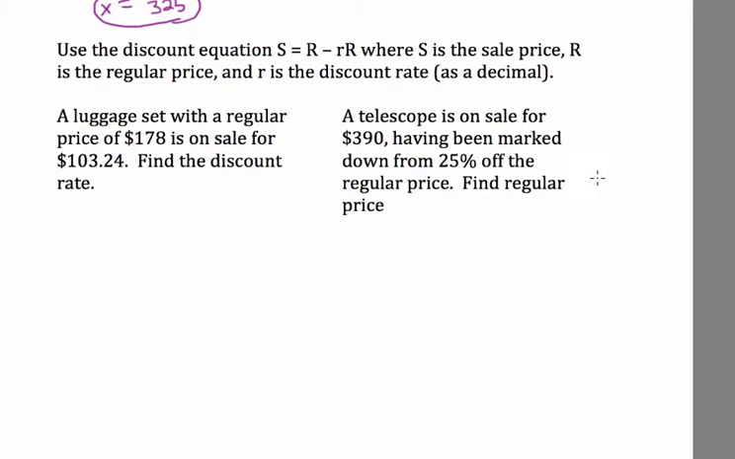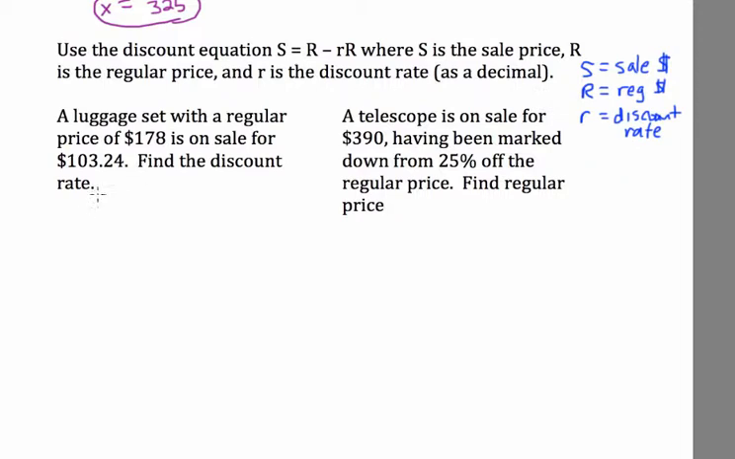Use the discount equation S equals R minus Rr, where S is the sale price. So I'm going to make myself a cheat sheet here. S is the sale price. Big R is the regular price. And little r is the discount rate as a decimal. So discount rate as a decimal, that means if I get 0.25, that means the discount rate was 25%.